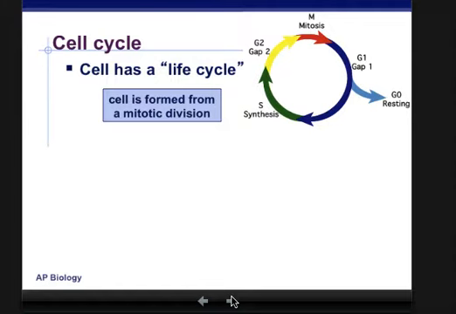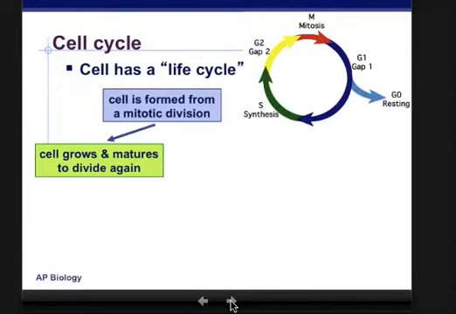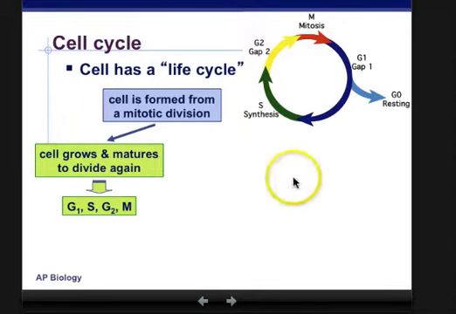So a cell has a life cycle, the cell cycle. The cell is formed from a mitotic division. It's a brand new baby cell. Oh, it's so cute. It's a baby cell. It's going to grow and mature to divide again. And then it's going to go through the stages of the cell cycle, G1, S, G2, and M. So let's talk about what those mean.